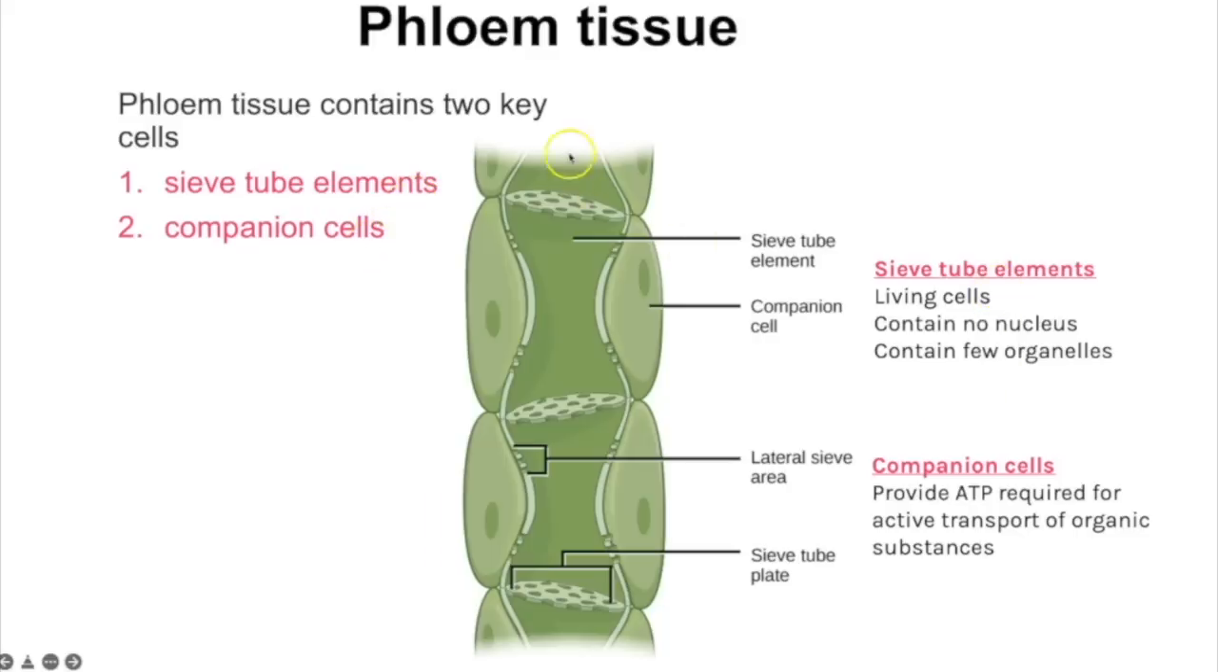And the sieve tube elements are living cells, but they don't contain any nuclei, and they have very few organelles. And that is so it's pretty much hollow to make it easy for the solutions to transport through the tube. The companion cells are on the outside, and they provide the ATP required for active transport of the organic substances. So they have all the organelles that the sieve tube elements don't, so they can provide the resources needed.